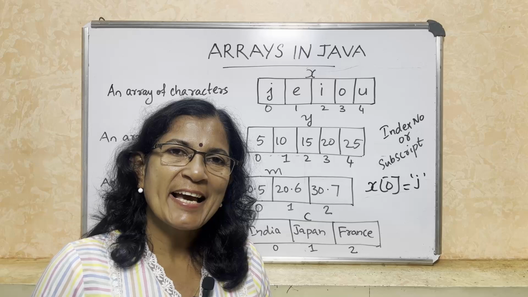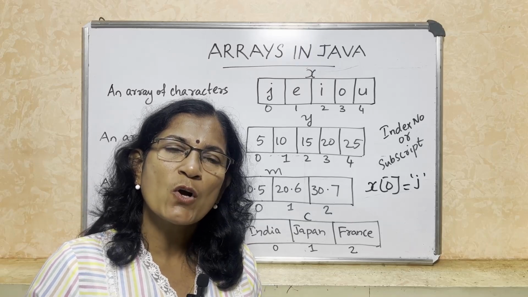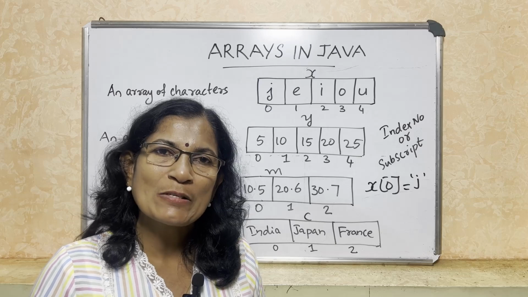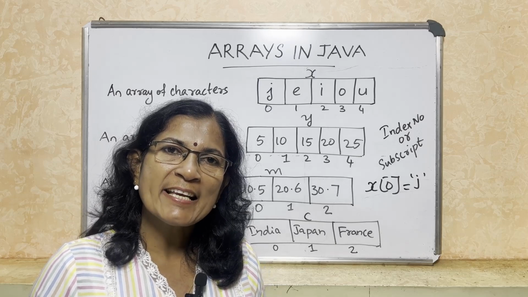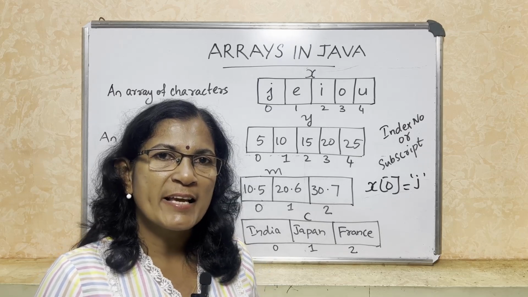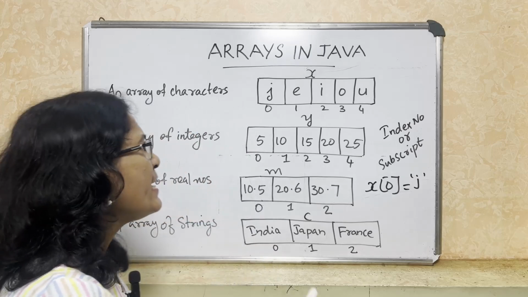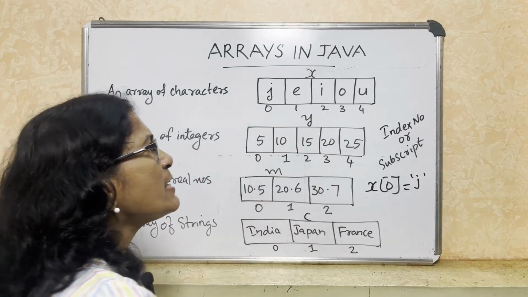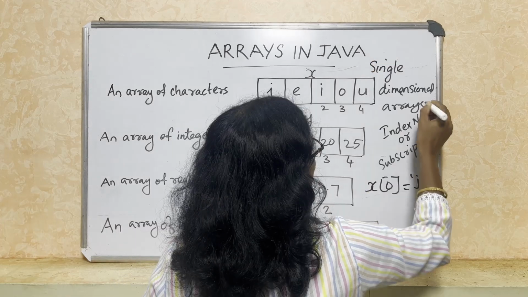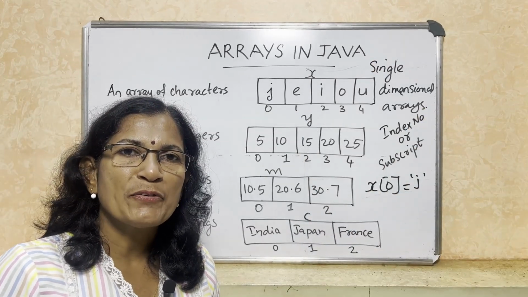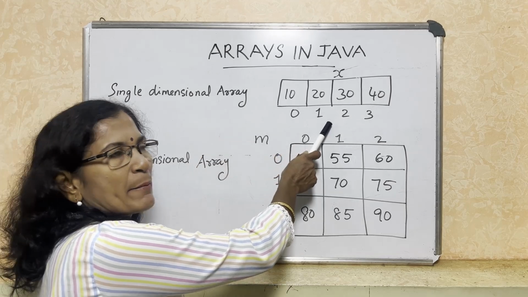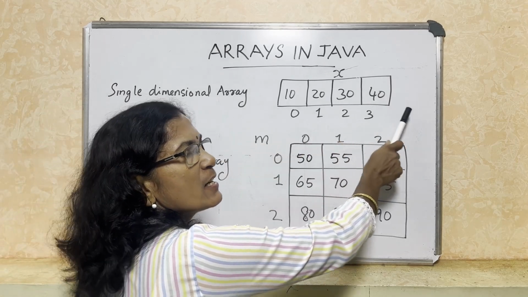In Java, you can arrange the data in rows or columns, or you can arrange the data even in the form of a matrix structure. Data arranged in a single row or column is known as a single dimensional array. These are all examples of single dimensional arrays. Now let's see an example for a two-dimensional array. The first one is an example for a single dimensional array. It has only a single row.